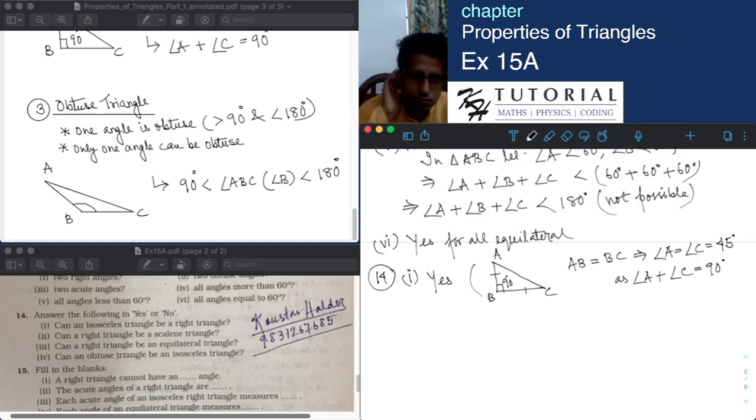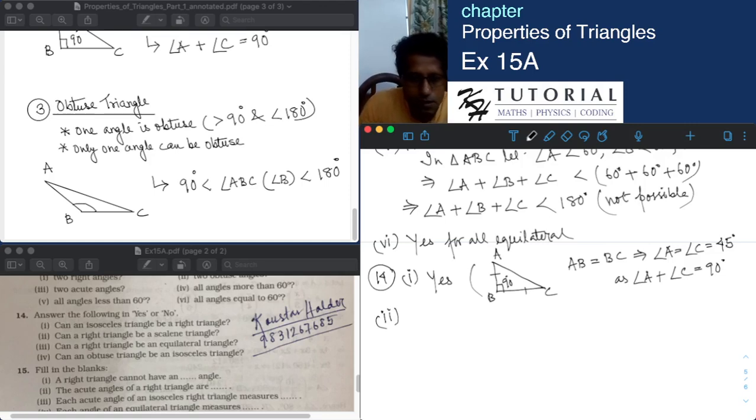In an isosceles triangle, if we always have the angle formed by the equal sides to be 90 degree, then it will be an isosceles triangle and also it will be a right triangle.